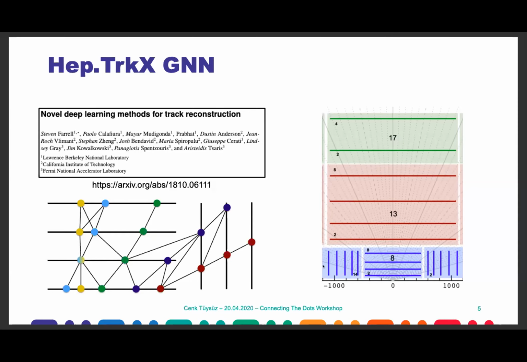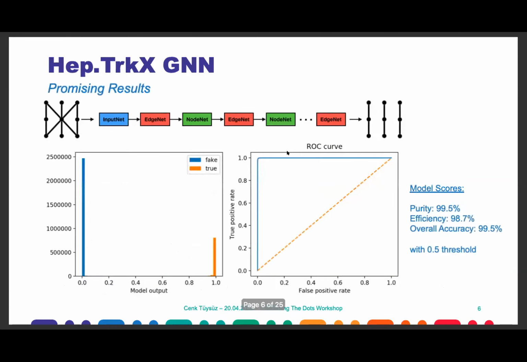And on the right, you can see a part of the TrackML detector model. And we also follow the same idea from HepTrackX team, and by only using 8, 13th, and the 17th layers of the detector. So their model was a graph neural network, taking an event, converting that to a graph, then processing it with a series of edge and node networks, then taking the tracks as outputs.